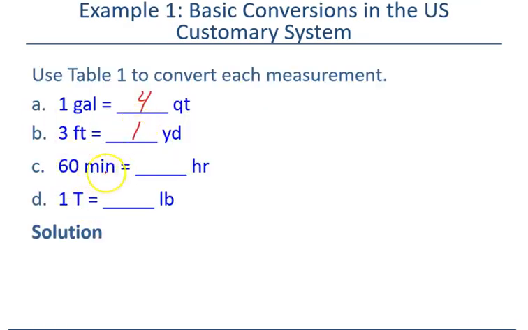60 minutes, we don't need to look back for that one. 60 minutes equals 1 hour. And how about 1 ton? Well, we just read that one. That equals 2,000 pounds. And so those are just straightforward. Okay, so those are some very simple memorization conversions. But eventually we're going to need to start knowing how to actually convert larger things.